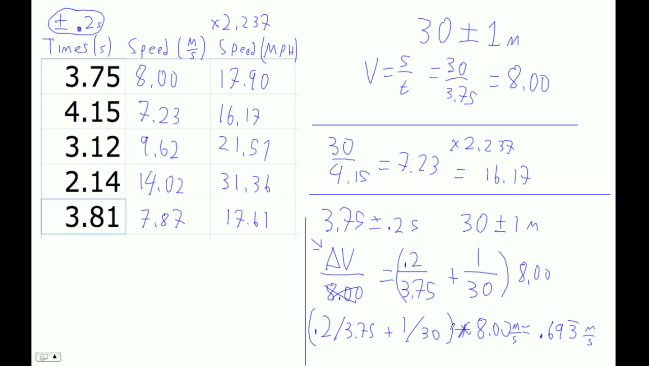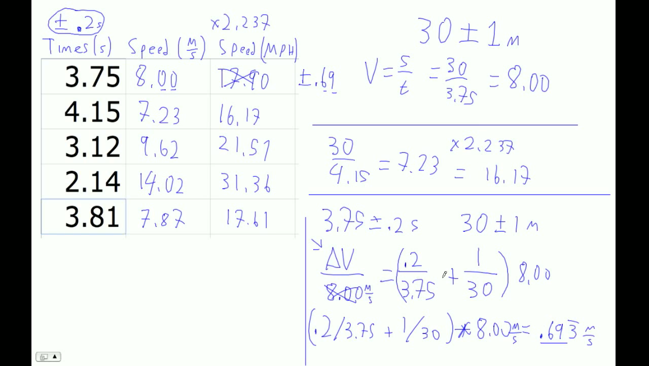Although those fractions are pure numbers, the denominator here was not a pure number. This was meters per second. So the uncertainty is 0.6933. I think IB wants us to give plus or minus and 2 decimal places. So I'm going to say 8, plus or minus 0.69. Notice that we've got hundredths, tenths, hundredths. That works.